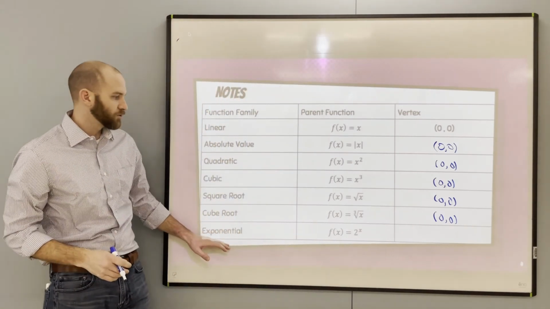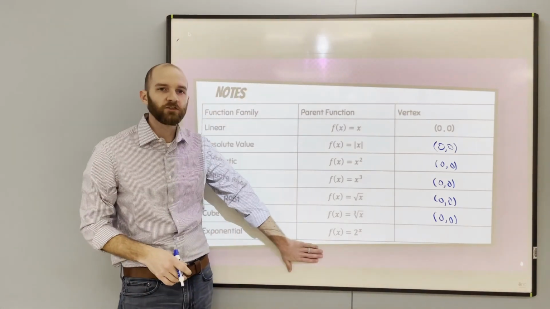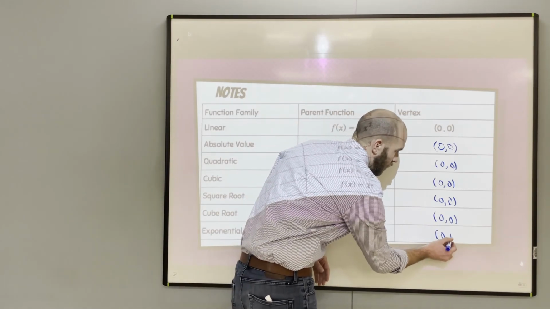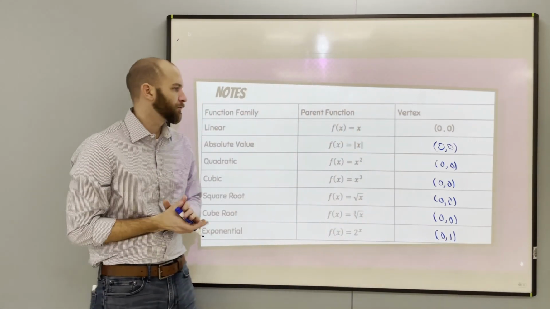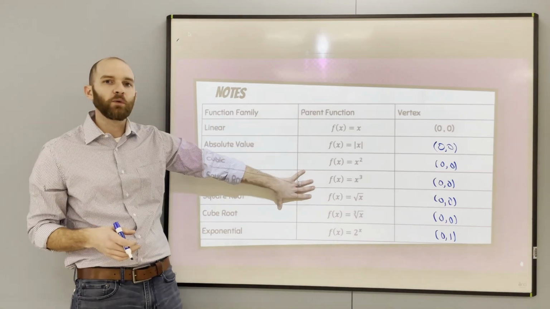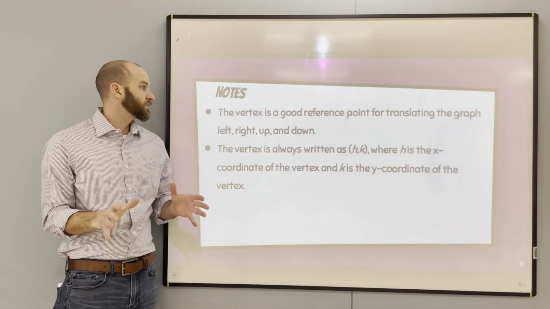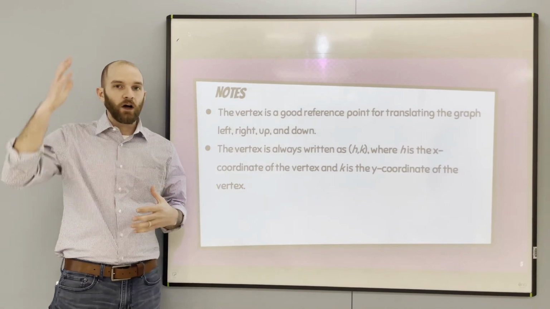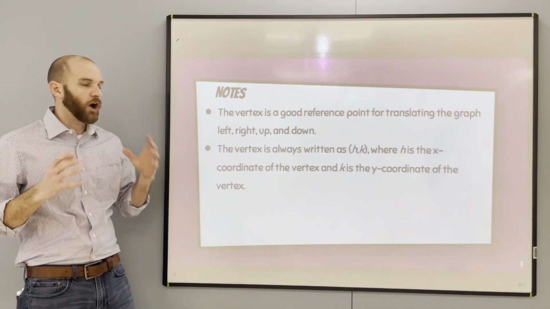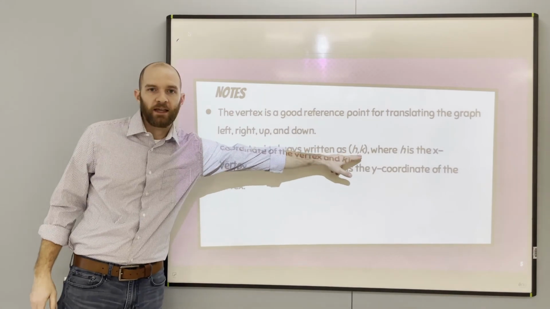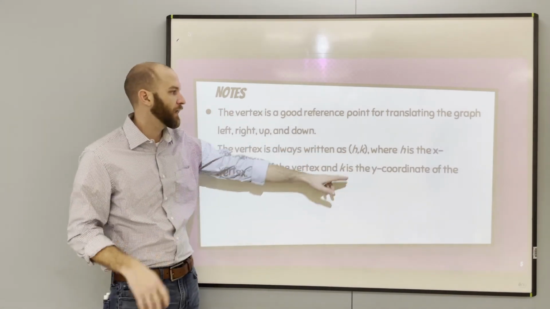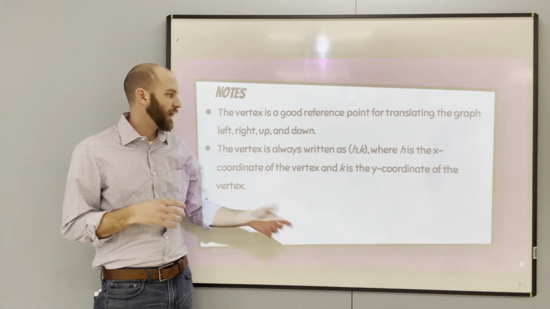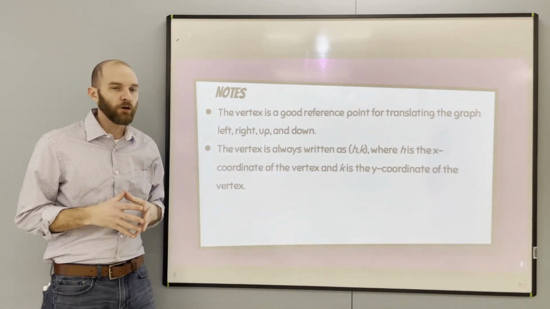And then for our exponential function, it's the one that breaks the mold. It actually has a vertex at 0, 1. That's the only difference. Everything else, we're going to look at that vertex point at 0, 0. The vertex is really a good reference point for translating the graph left, right, up, and down. The vertex is always written as h, k. So that would be our ordered pair h, k, where h is the x-coordinate of the vertex and k is our y-coordinate for our vertex.